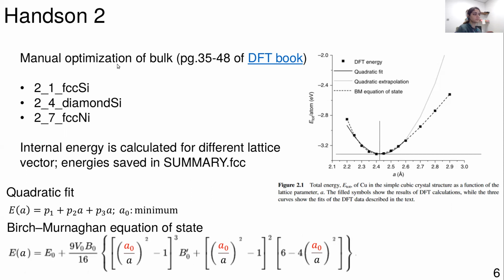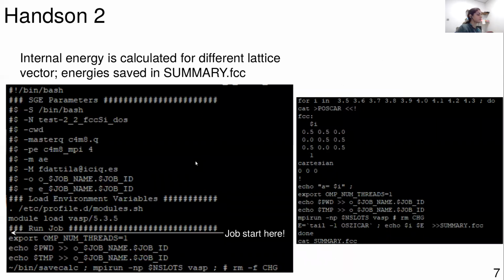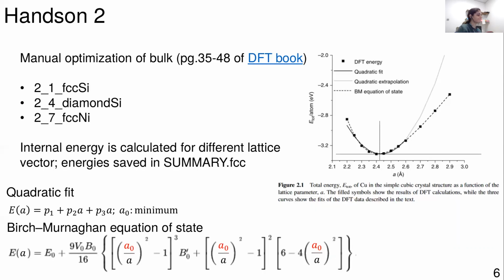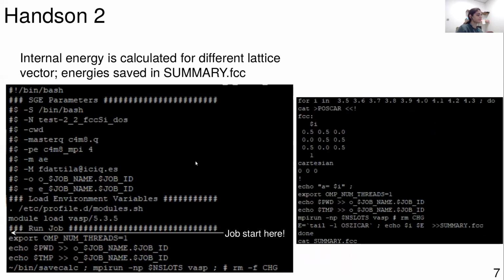Also because you will never use this manual optimization of the bulk again in your life, because we will always use the automatic one. So practically, you need to enter these three folders, and instead of having a standard run file, now you need to make a for cycle so that you don't do just one calculation. Before running a calculation, you generate a POSCAR that has a lattice vector, for instance, of 3.5. Then you run your job.